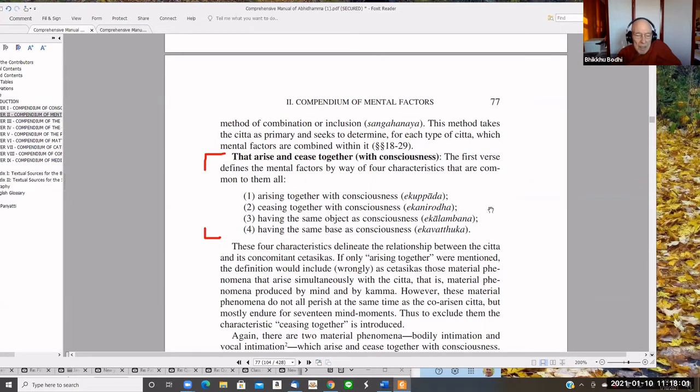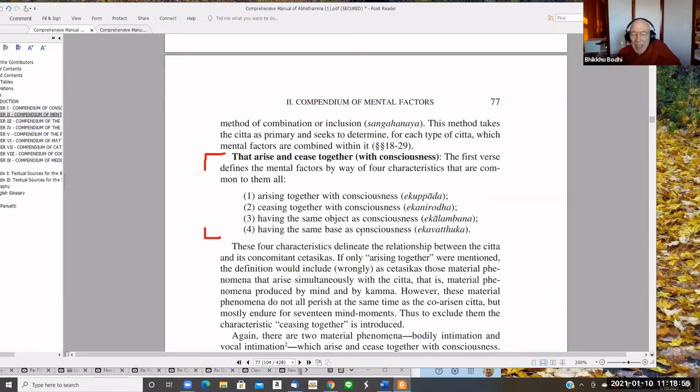And the definition of the mental factors, the chaitasikas, is that they have four characteristics. They arise together with the citta, so it's ekuppada, one arising. They cease together with the citta. When the citta ceases, its chaitasikas cease along with it. They have the same object. So if the citta has a visible form as its object, all of the chaitasikas take that form as the object. And so with sound, odor, and so on.